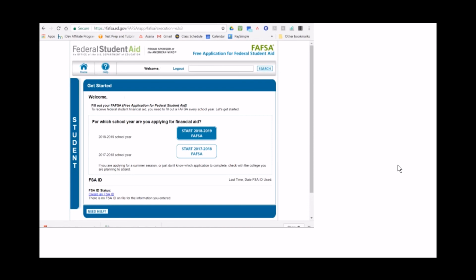Then we get to the next screen where it says Get Started. If you're going to school for next fall, that'll be 2018, so you want to click to start the 2018-2019 FAFSA.